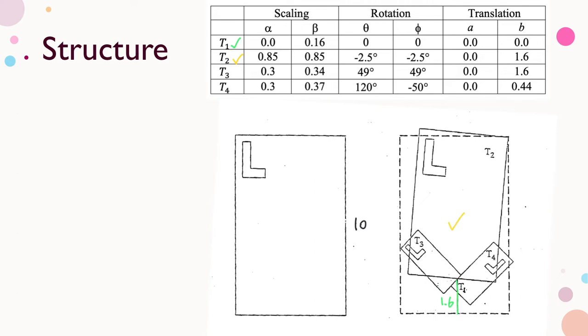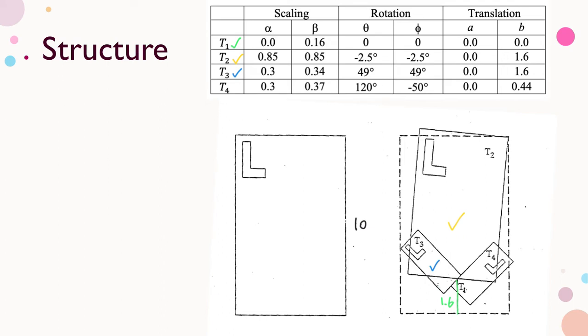Apply transformation T3 to the rectangle. The scaling factors are 0.3 and 0.34, which reduce the rectangle almost to 1/3 of the original. The angle of rotation is 49 degrees in both directions, which rotates the rectangle anti-clockwise by 49 degrees. The translation (0, 1.6) moves the reduced and rotated rectangle up by 1.6 units. Thus, figure T3 lies on the left and on the top of figure T1.